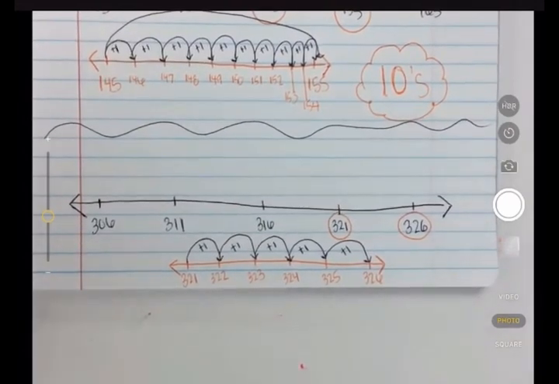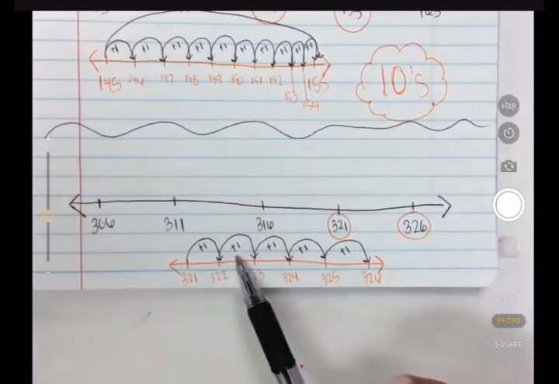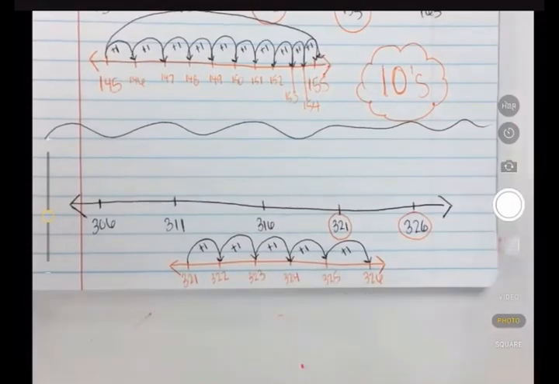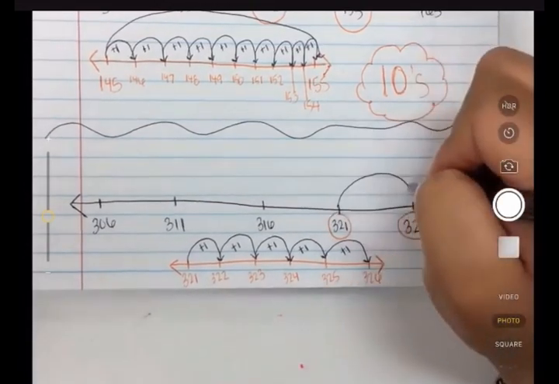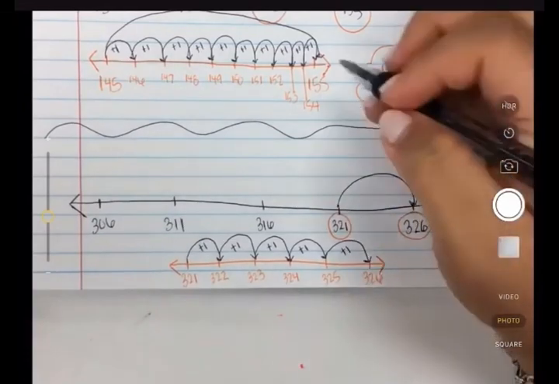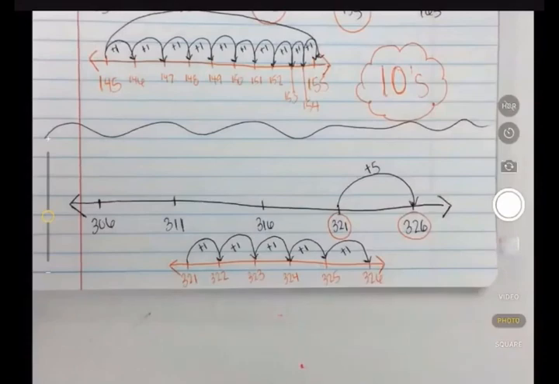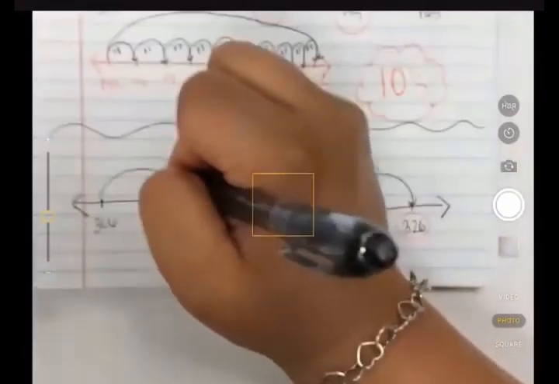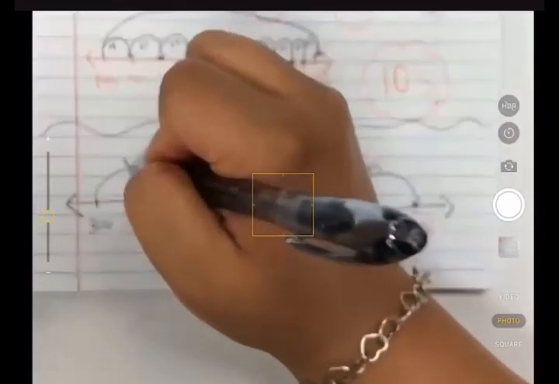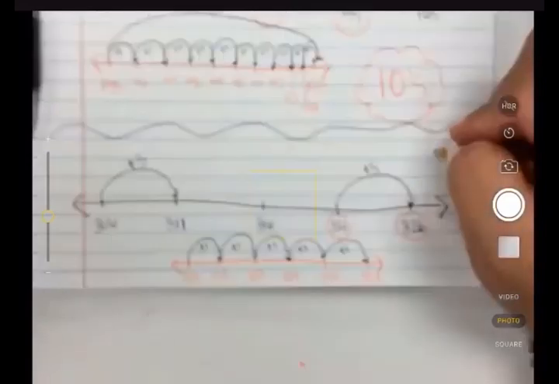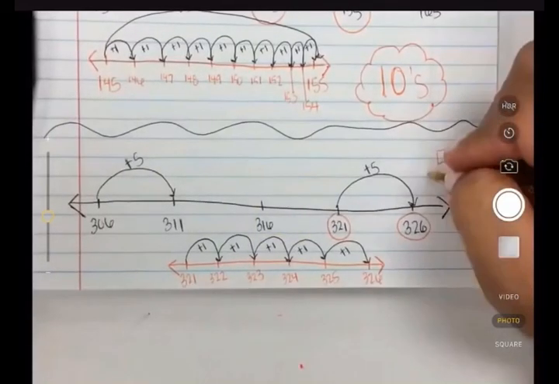Perfect. I see them coming in. Yes, so what we're going to do is we're going to add these plus 1. So 1, 2, 3, 4, 5. So the pattern on this number line is plus 5. Just like if we were to have done it over here, 306 plus 5 is 311. So the pattern on this number line is 5.